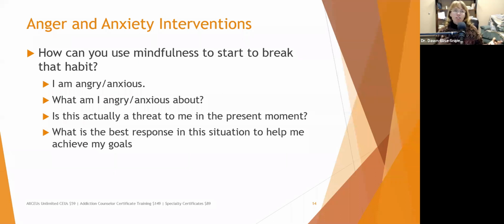Going through multiple scenarios like that, have people look back over their past week and identify what was something that triggered your anger or anxiety in the past week, and then apply it. So you felt anxious. All right. What specifically were you anxious about? Okay, we know that. Was it actually a threat in the present moment? And what did you do? But ultimately, what would have been the best response in that situation based on how you define your goals and values?